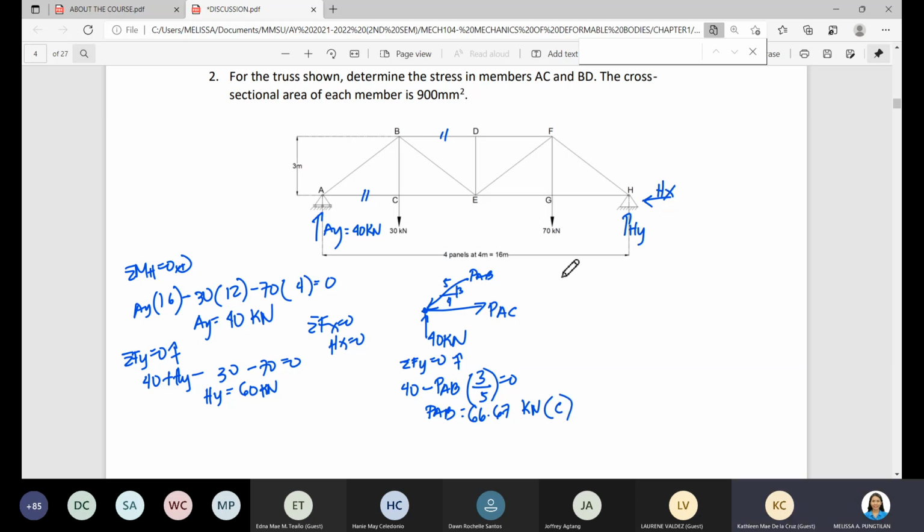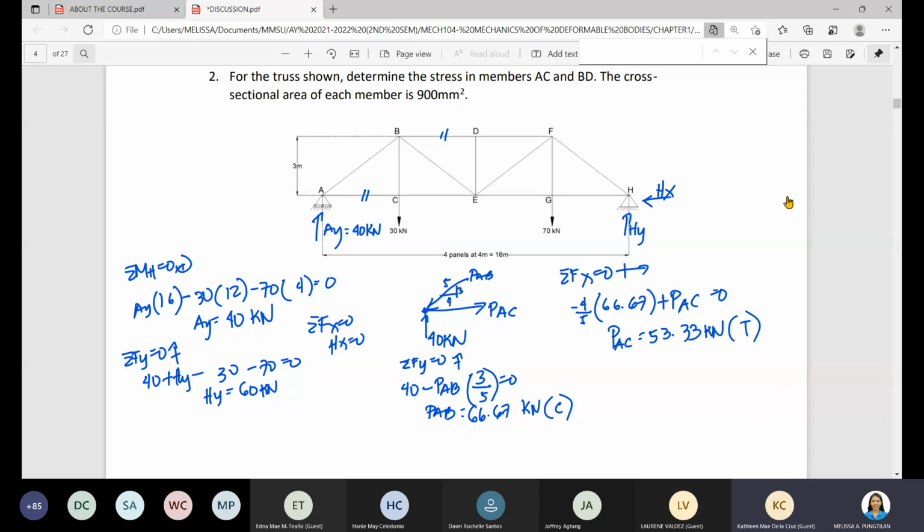Okay. And then, taking the summation of forces along x direction is equal to 0 to the right as positive. So, meron tayong negative 4 all over 5 of PAB, which is 66.67. Ayan, plus PAC is equal to 0. So, the force at AC is now equal to 53.33 kilonewton. Positive, so tama that we have tension.